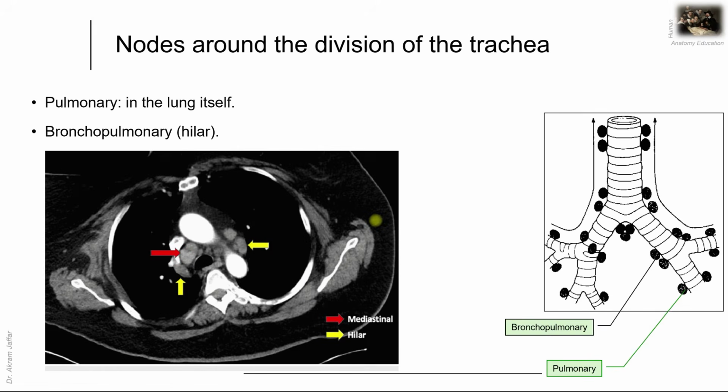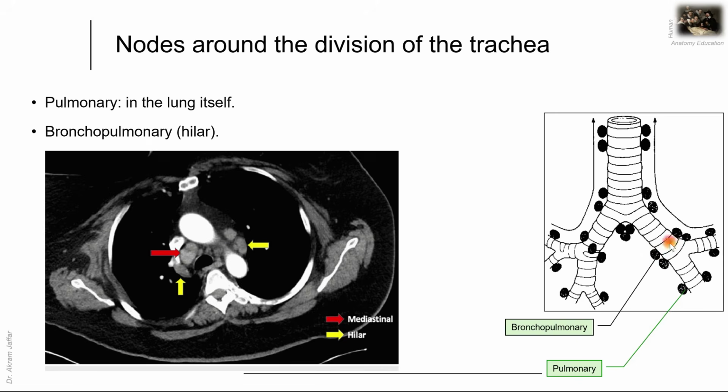Then we have lymph nodes around the divisions of the trachea, and these are either pulmonary lymph nodes, which are located in the lung tissue itself, or the other group is called the bronchopulmonary lymph nodes, and these are located at the hilum of the lung, the region of the lung where structures pass in and out of the lung. The main structures there are the main bronchus, a pulmonary vein, and a pulmonary artery. But in addition to that, there are lymphatic vessels, and there are also lymph nodes. You can see them here.